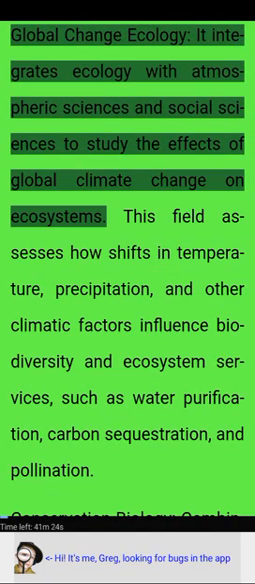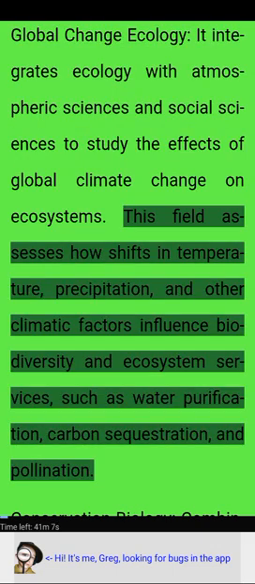Global change ecology. It integrates ecology with atmospheric sciences and social sciences to study the effects of global climate change on ecosystems. This field assesses how shifts in temperature, precipitation, and other climatic factors influence biodiversity and ecosystem services, such as water purification, carbon sequestration, and pollination.